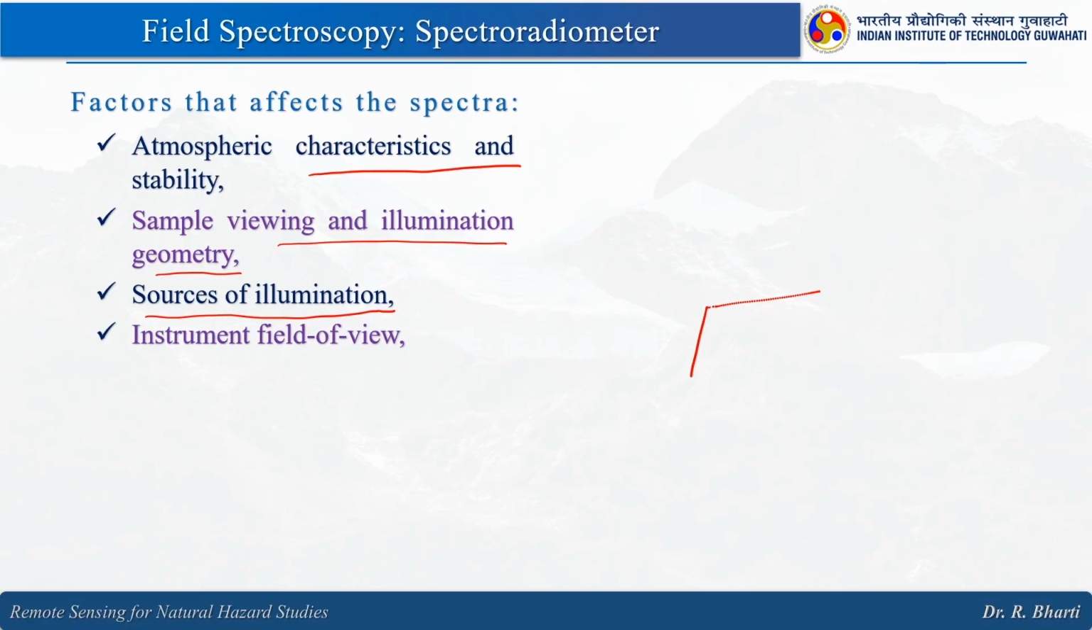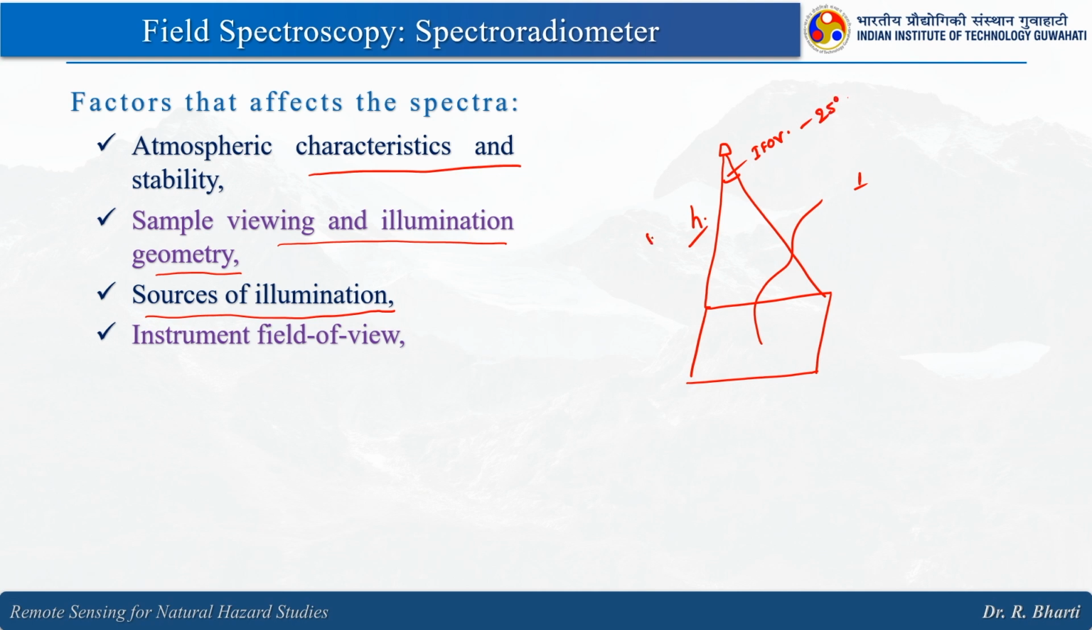Instrument field of view is basically how much area the spectroradiometer is covering to generate one value. Because the spectroradiometer is looking at this particular area at this height, this IFOV is fixed. Let us say this is 25 degree and this is 1 meter. You can easily calculate what the footprint on the ground will be.